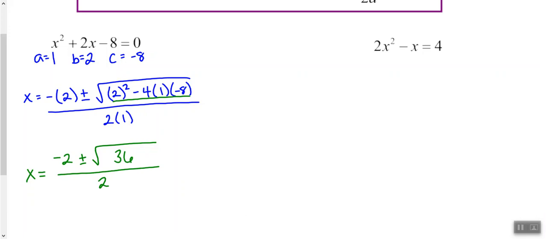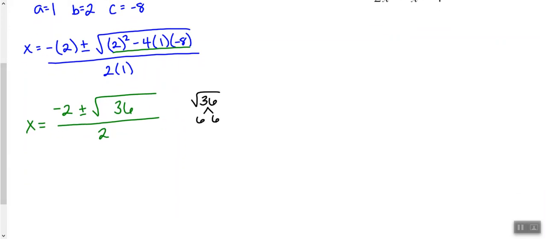Now I have to continue to simplify. So I have the square root of 36, and I need to break that down. But if I remember back to the notes, 36 is actually one of my perfect squares, and that's broken down to 6 times 6. So this fraction really turns into x equals negative 2 plus or minus 6, all over 2.